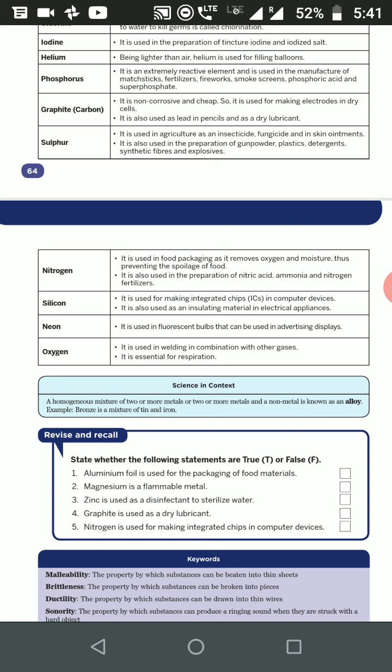Okay, now what is an alloy? When you mix two metals or a metal and a non-metal, you get a new substance which is called an alloy. Like stainless steel, the tiffin boxes, the utensils which you use, they are made up of stainless steel. That is an alloy of iron. Bronze, brass, they are alloys. Bronze is a mixture of tin and copper.